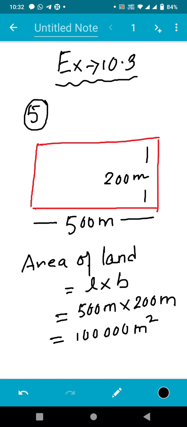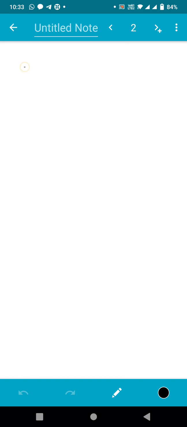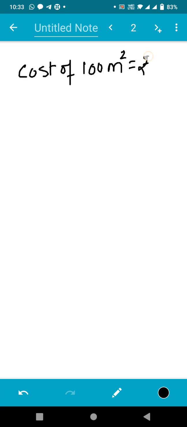Now our next objective is to get the cost of tilling the whole land. Okay, now let's go to the next page. Now we'll write it down. So cost of 100 meter square is given in the question. So cost of 100 meter square is given rupees 8. Okay, so if the cost of 100 meter square is rupees 8, then what would be the cost of 1 meter square? Will it be more or will it be less?